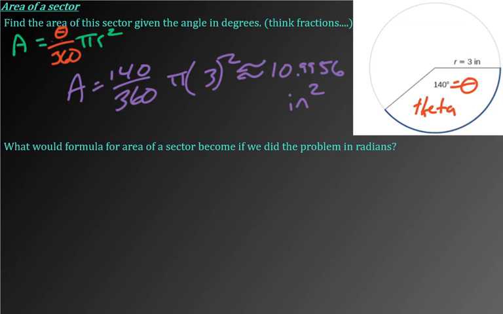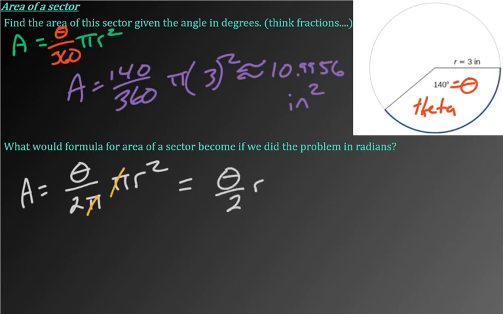The formula up here, if we wanted to do it in radians, it's pretty intuitive that we would just switch the 360 to 2 pi, right? 360 is equivalent to 2 pi. So we would have theta over 2 pi times pi r squared. But here's something nice that happens: the pi's would cancel, and it actually simplifies to theta over 2 times r squared. So that is your formula if you were given a problem where this was a radian measurement. Here it's a degree though, so we used the other formula, right? So that's area of a sector.